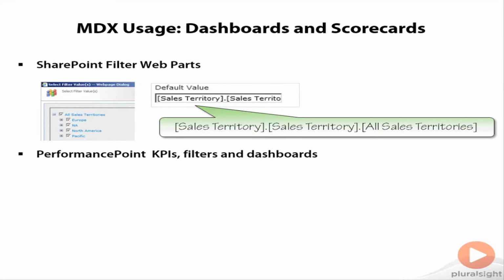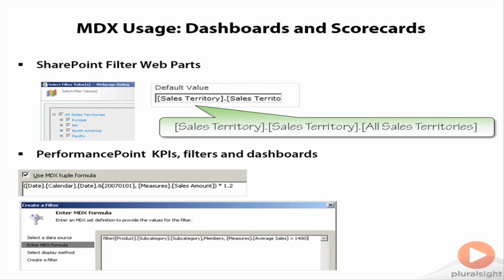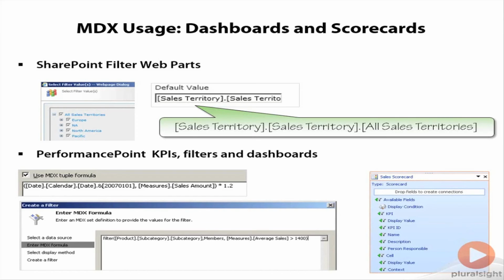We can also create PerformancePoint scorecards comprised of KPIs, and those KPIs can reference data in a cube. Like the other tools, we can use a graphical interface to generate the necessary MDX, but we have the ability to set up our own MDX expression as well. Also, PerformancePoint filters allow us to create a custom list of values by using a formula. And when we build PerformancePoint dashboards, we can connect multiple items on the dashboard by using MDX in some situations.